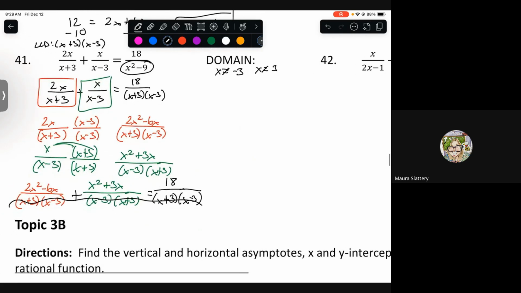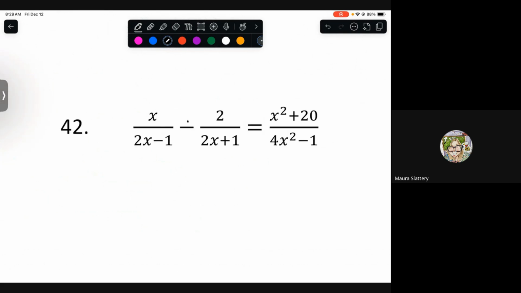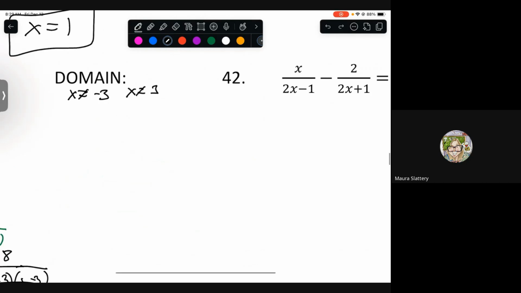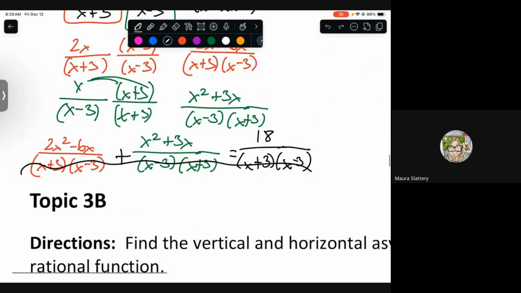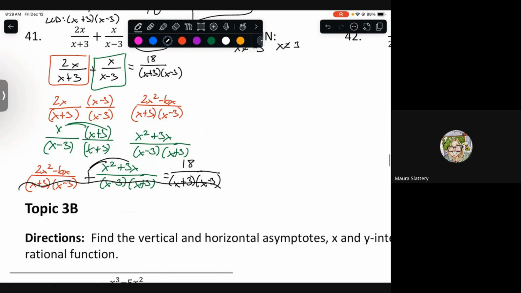Now, one thing I want to point out, that's going to matter on number 42: make sure if there's a minus, you distribute it to everything on top, because you're going to have multiple terms there. Here, it's just a plus sign, right? You could distribute the plus sign if you want. It doesn't change anything. But if it's a minus, you have to make sure you distribute that to everything on top. So here I get 2x squared minus 6x plus x squared plus 3x is equal to 18.